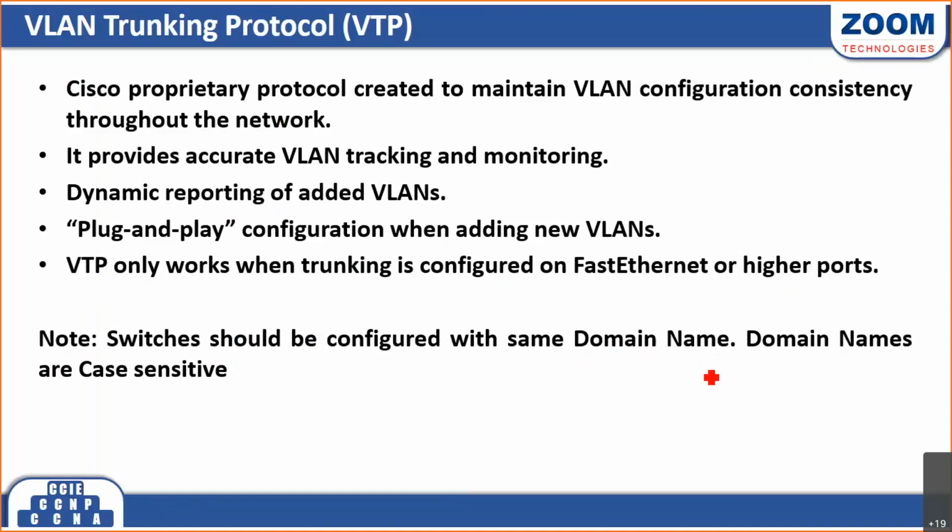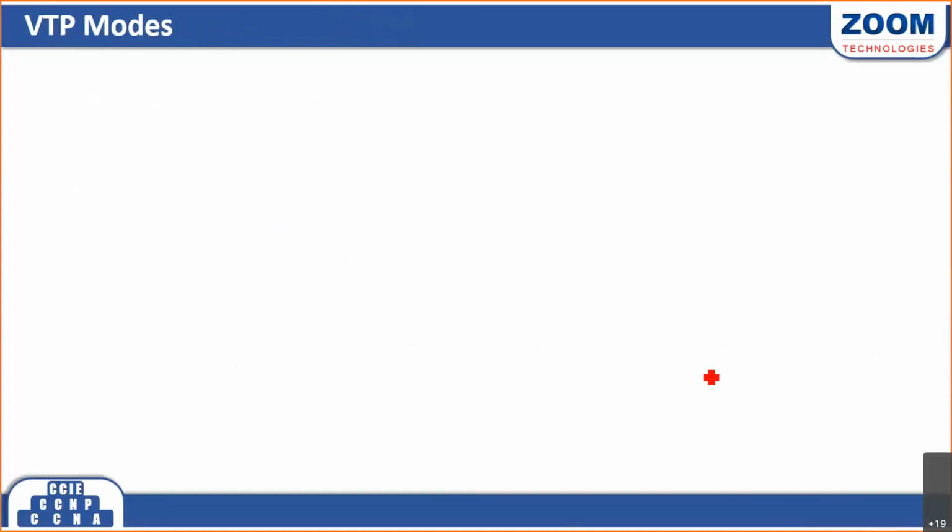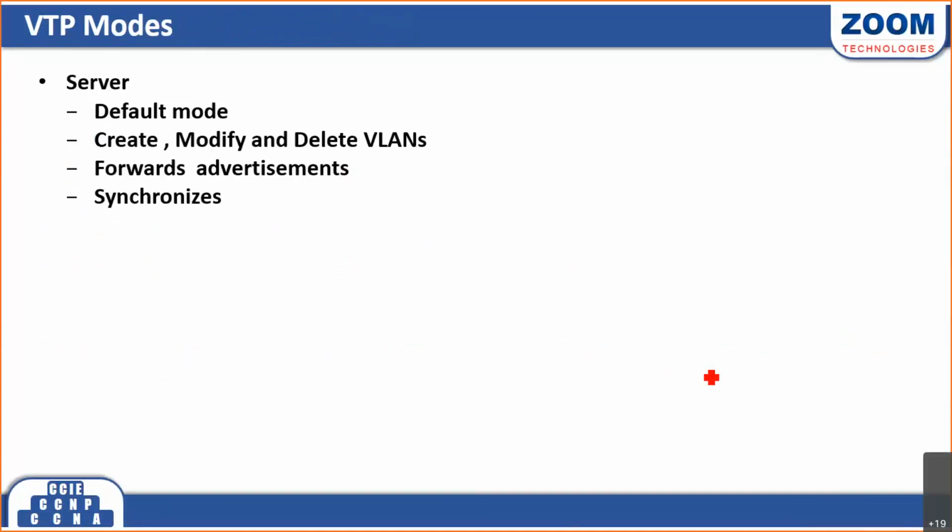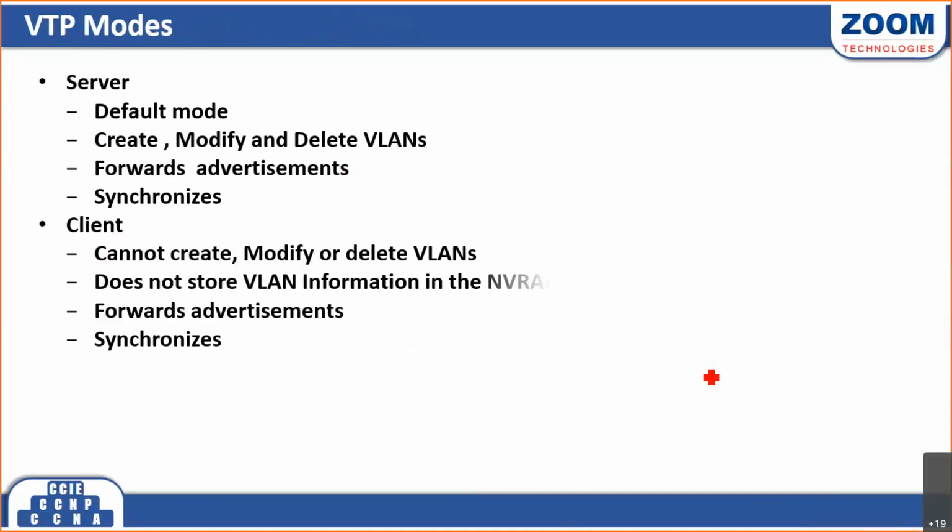And VTP server switch role. VTP client switch roles. VTP server mode is the default mode. It can create, modify and delete VLANs. So what will the server do? Forward advertisements, means forward the information, forward the VLANs, and synchronize also, copying the VLANs. Client cannot create, cannot delete, cannot modify. It forwards advertisements and synchronizes. Clear?